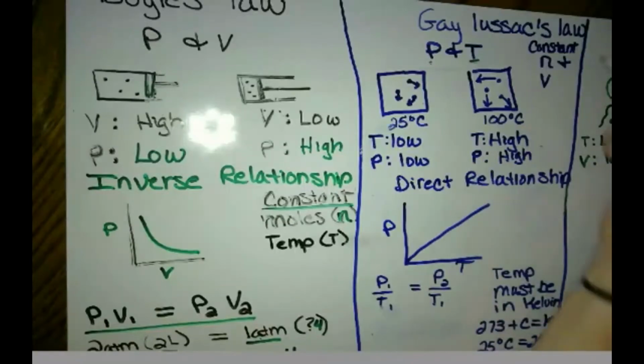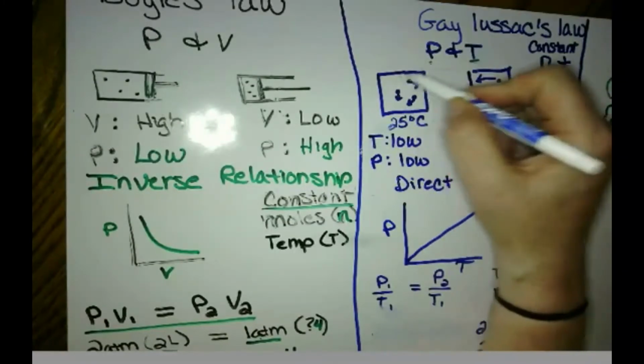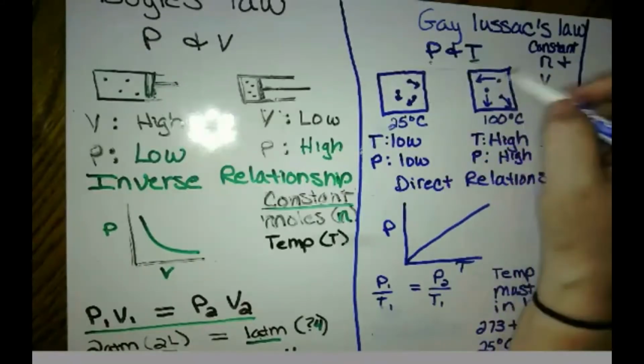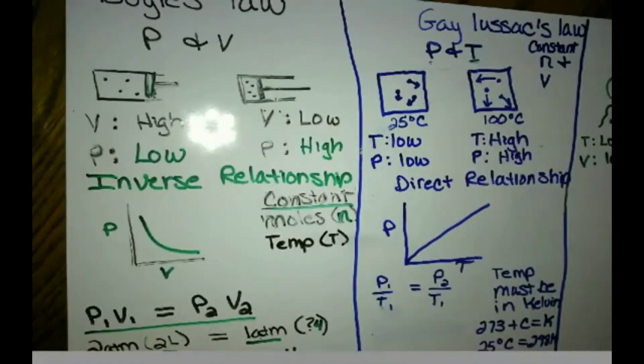Okay, what did I keep constant? Well, here it's a constant volume. This is a closed container. There's no piston that can move, so the volume stays the same, and my number of moles stay the same.